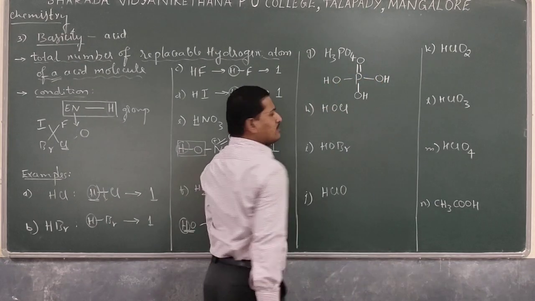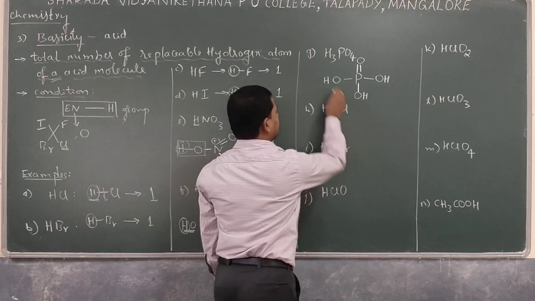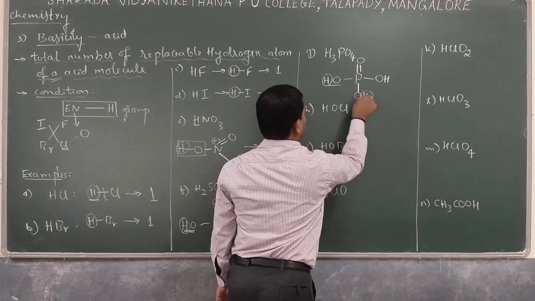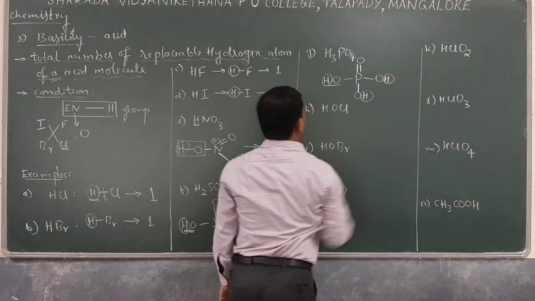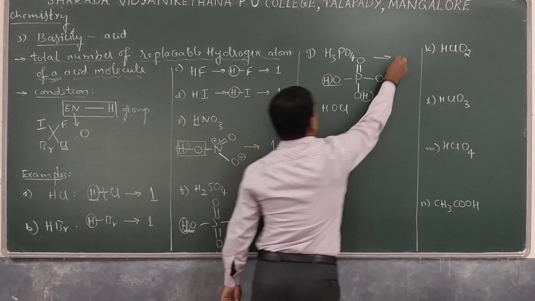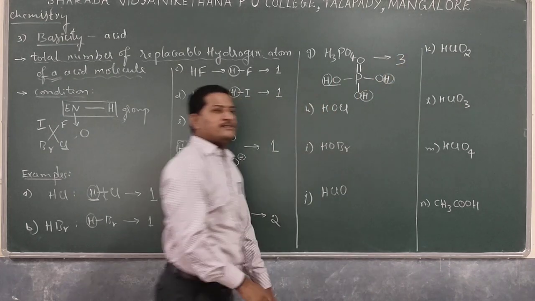And can you find out the number of replaceable hydrogens present? Exactly correct. Here it is 1 OH, 1 replaceable hydrogen, second replaceable hydrogen, third replaceable hydrogen. As a result, in phosphoric acid, the number of replaceable hydrogens is 3. So the basicity is found to be 3.